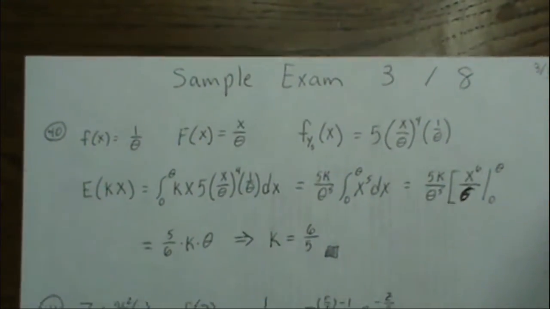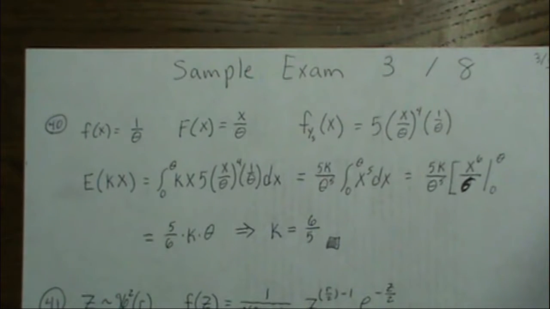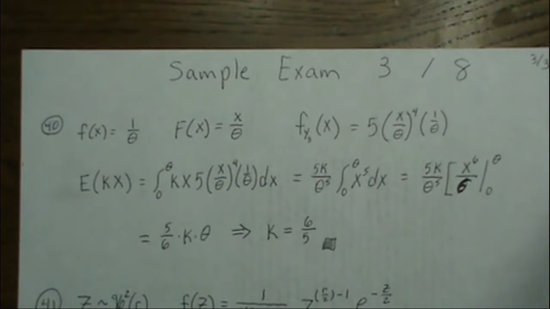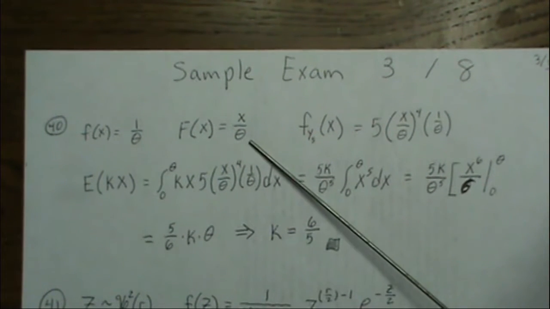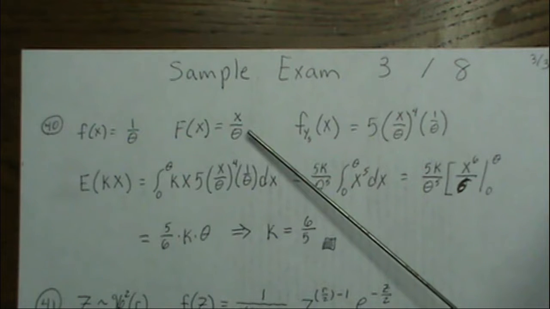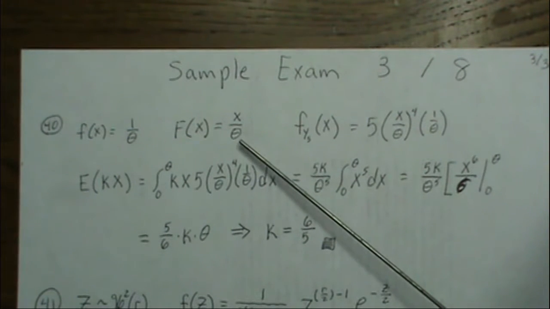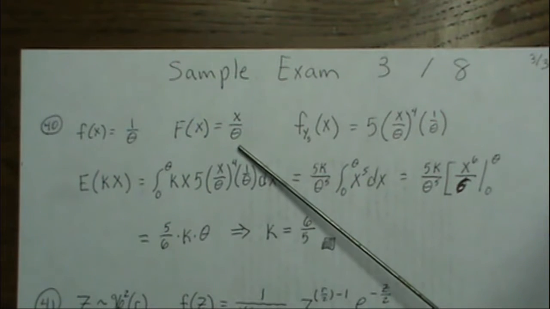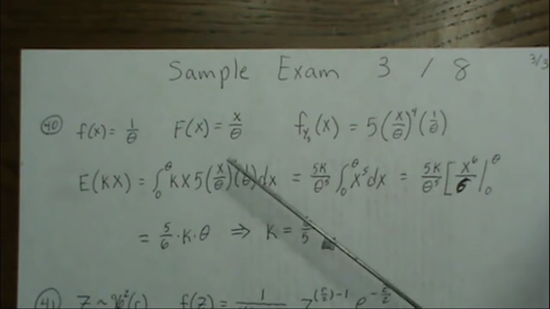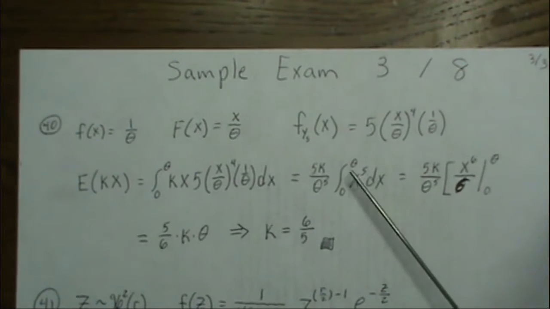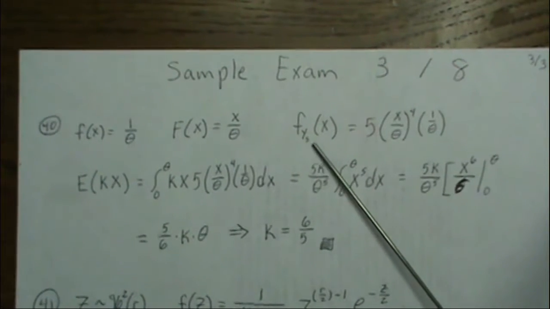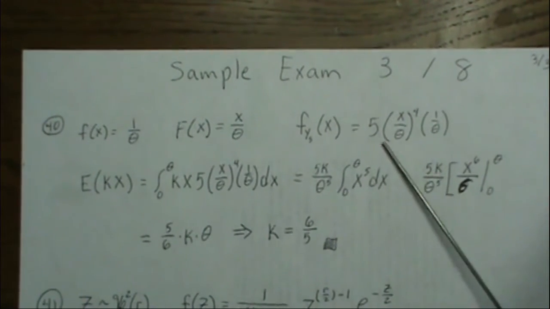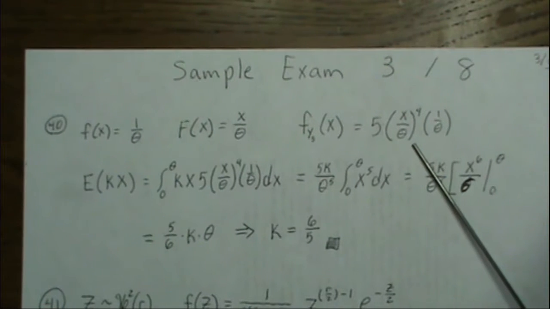Problem 40: we're given that X1 through X5 are uniform on 0 to theta. So here's the density, here's the cumulative distribution function, and we want to know the value of k that makes k times the maximum of our sample an unbiased estimator for theta. The 5th order statistic, the largest, the maximum, has this density using order statistics theory.